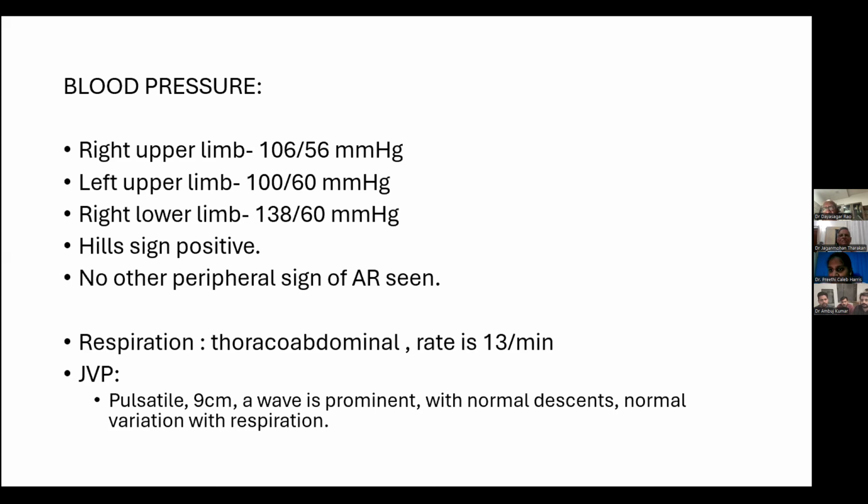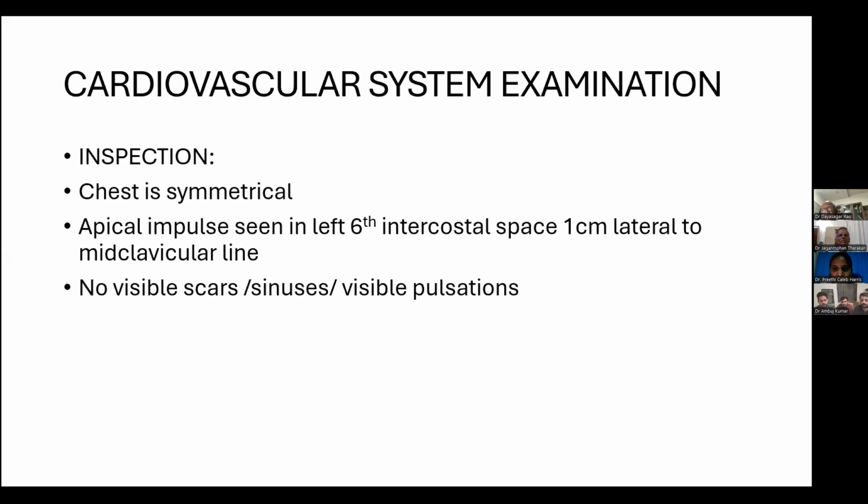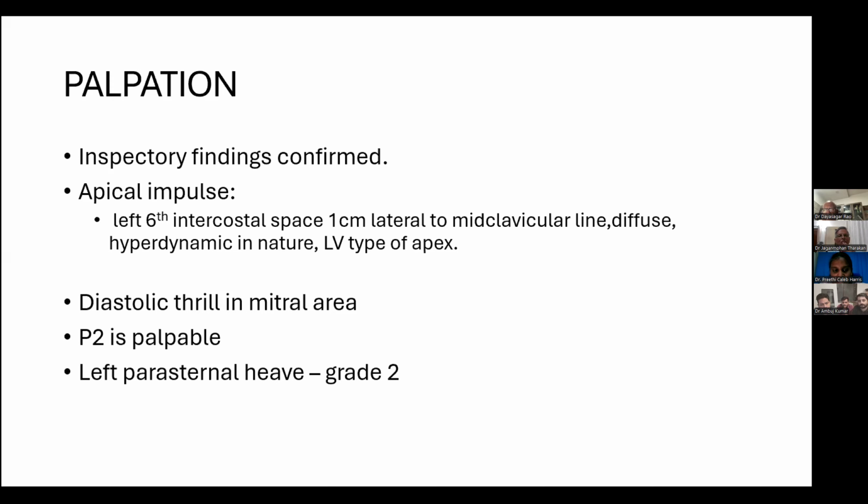Cardiovascular system examination, inspection: the chest is symmetrical. Apical impulse is seen in the left 6th intercostal space, 1 centimeter lateral to the midclavicular line. No visible scars, sinuses, or pulsations. Palpation: the inspective findings were confirmed. Apical impulse was palpated in the left 6th intercostal space, 1 centimeter lateral to the midclavicular line. It is diffuse, hyperdynamic in nature, and LV type of apex. A diastolic thrill was also palpated in the mitral area. The P2 is palpable, with a left parasternal heave of grade 2.